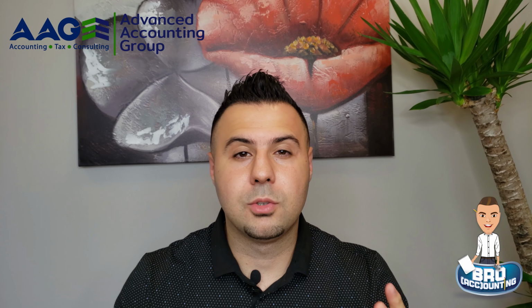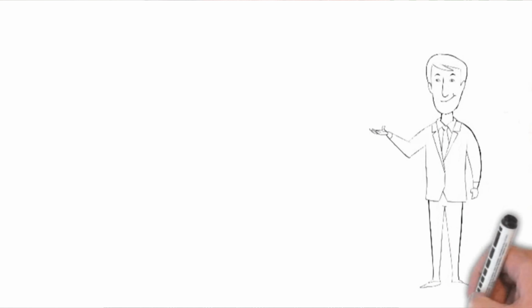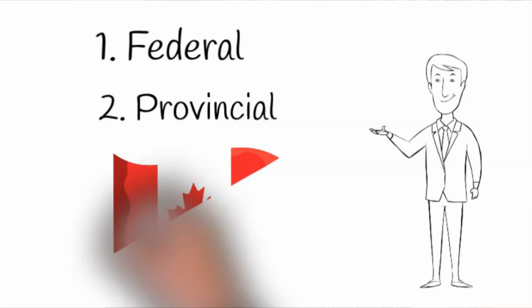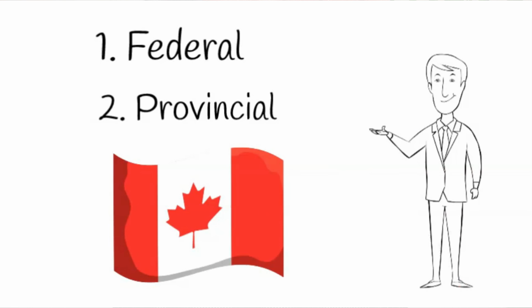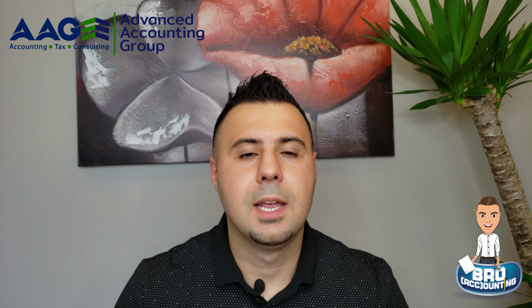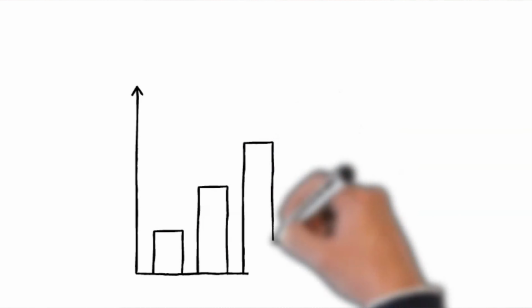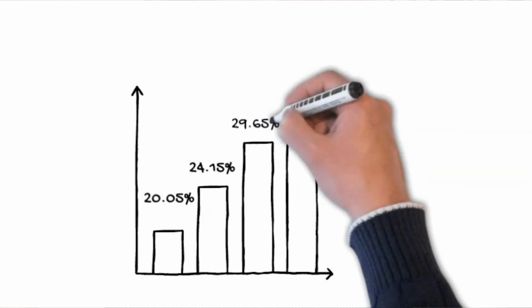So here in Canada, you pay two types of tax. You pay a provincial tax and a federal tax. Everyone pays the federal tax, and depending on where you live in the province, you pay the provincial tax. And we also have a progressive tax rate. So the more income you make, the higher the tax rates become.